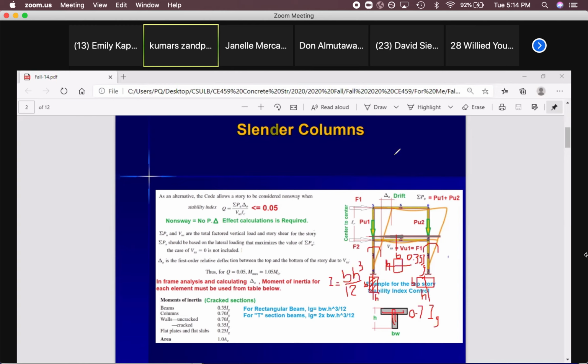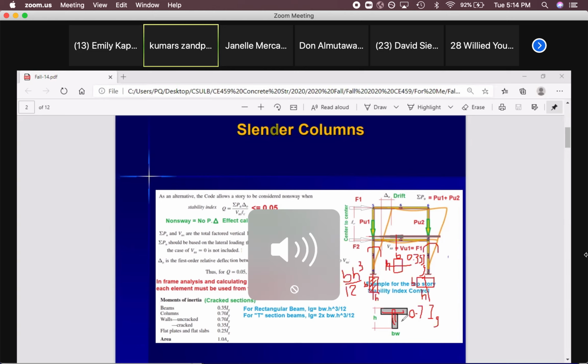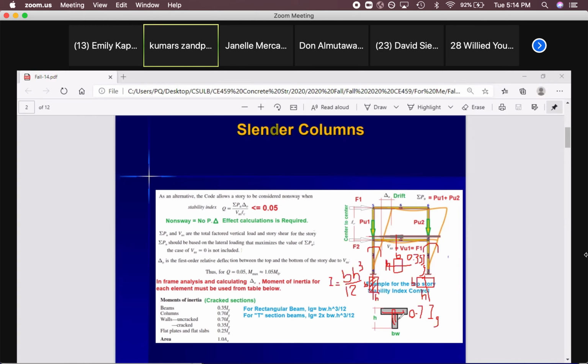Is there any question on this one? Professor, can you repeat the T section beam? For the T section, consider this as a rectangular like this one. Forget about the flange. Calculate the IG, but at the end, instead of going with 35% of IG for the beam, consider double of that, 0.7 IG. So you have a T section, but calculate the rectangular beam, find IG for rectangular, then 0.7 IG should be considered as I crack for this T section. Is that clear? Yes. Perfect.